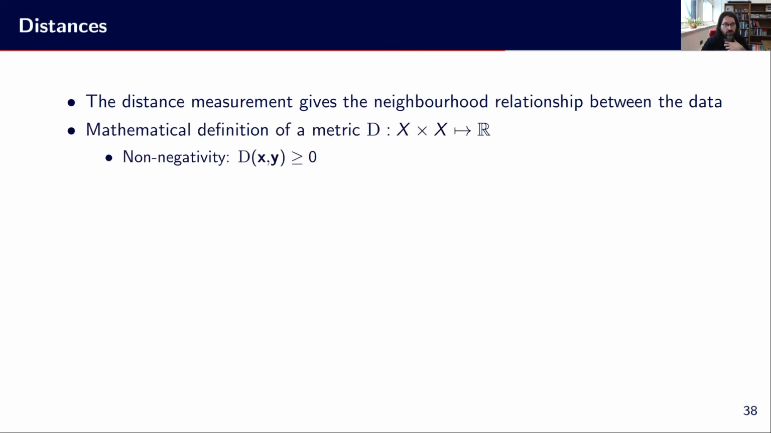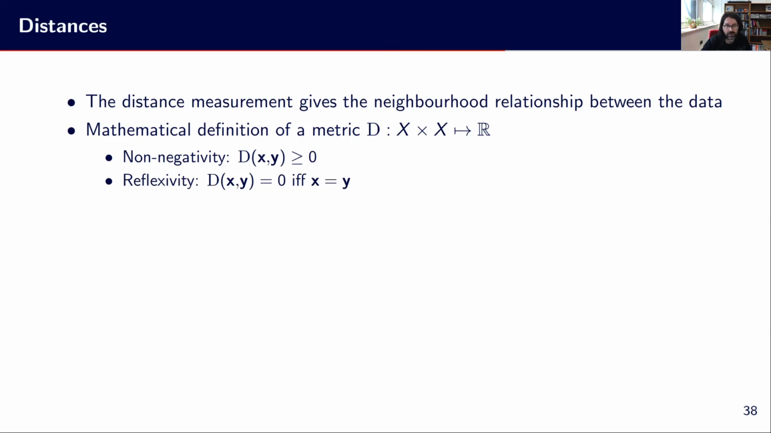In fact, we are looking to get some metric, and there is a formal mathematical definition of a metric. We are working on the X by X space, and this gives us a real value as the distance measure. At first, we want a distance measure that is non-negative. We want the distance to be always either equal to 0 or positive. This is important because a negative distance doesn't really make sense, and it breaks many things in terms of what we are doing with it.